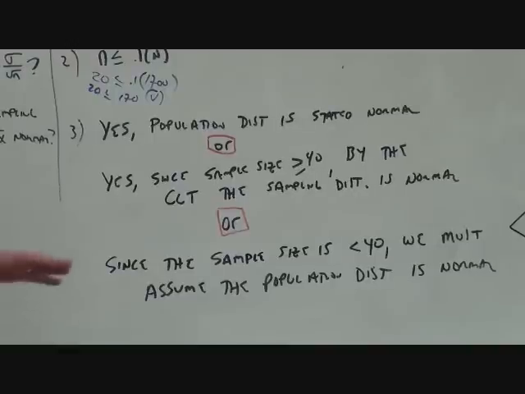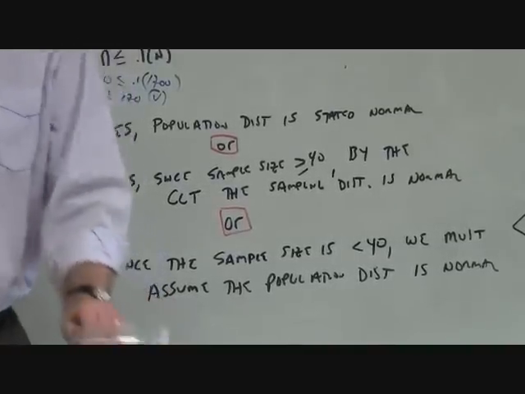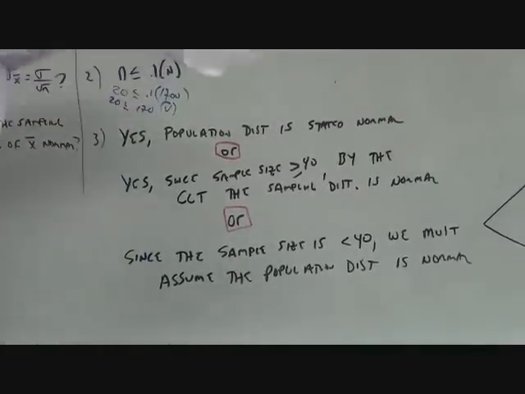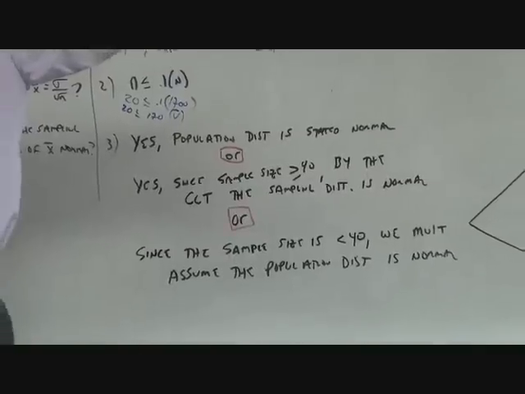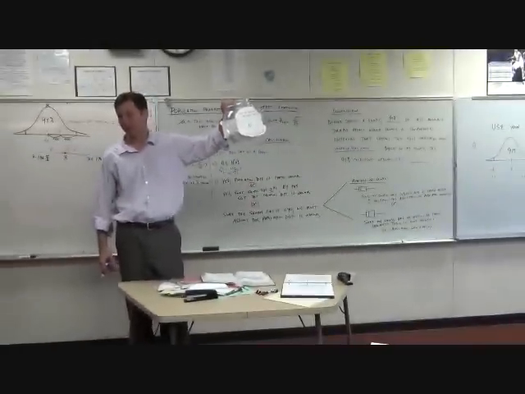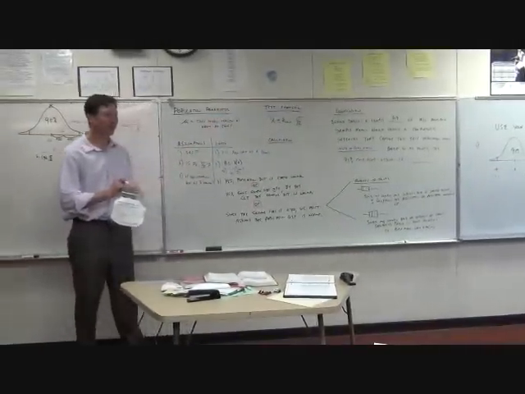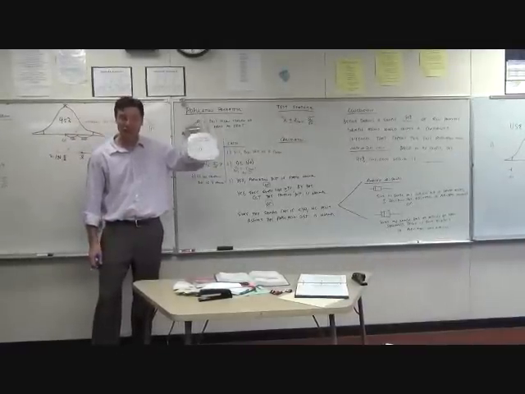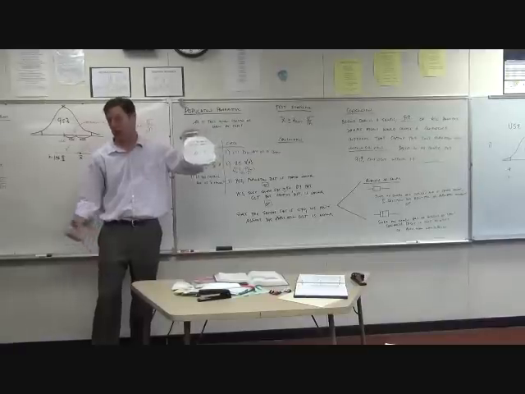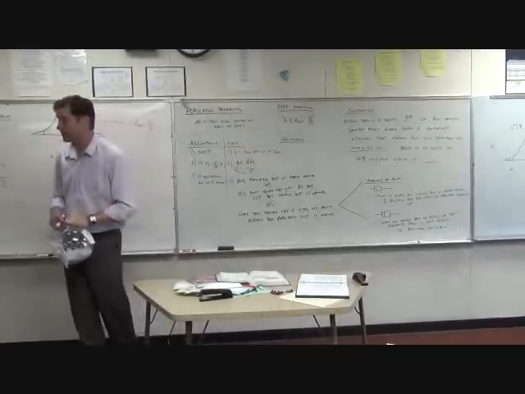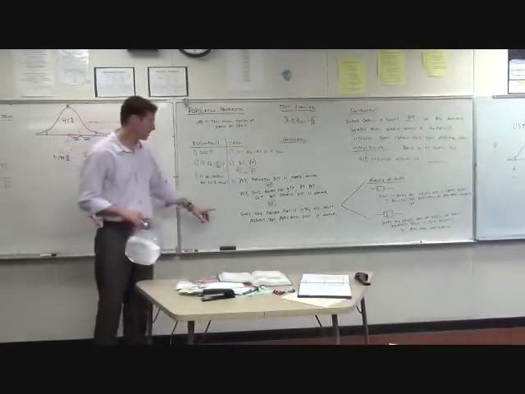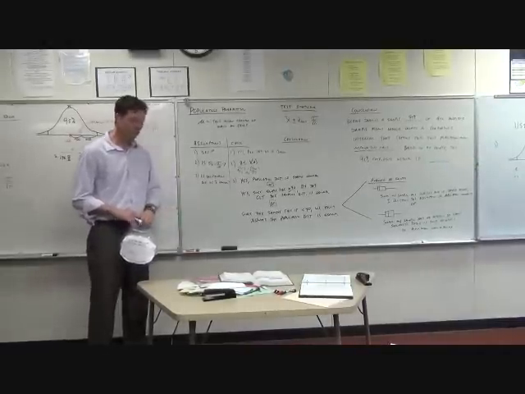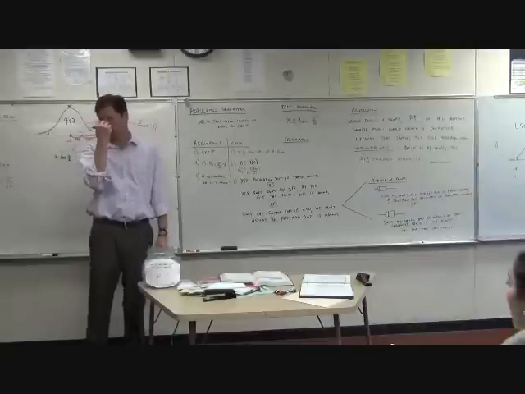We're going to say, okay, the only way this sampling distribution is going to be normal, because I took a low sample size, is if I assume that the population distribution was normal. And that's what we're going to do. These are called assumptions. So we're going to assume the population distribution was normal, because if the population distribution was normal, then the sampling distribution would be too. Okay, so since our sample size was less than 40, we must assume that the population distribution is normal.